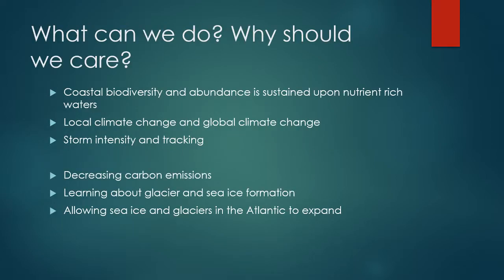So what can we do about it, and why should we even care? I'll address the second one of those questions first because I feel like it's really important. Coastal biodiversity and abundance in coastal systems would be greatly affected by a decrease in upwelling. Most of the coast is river fed, but areas that aren't are mostly sustained off of upwelling in these local areas.